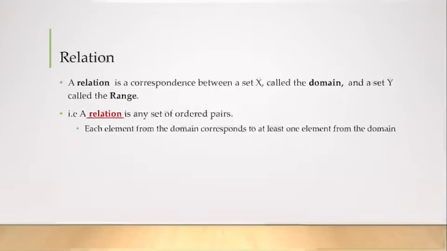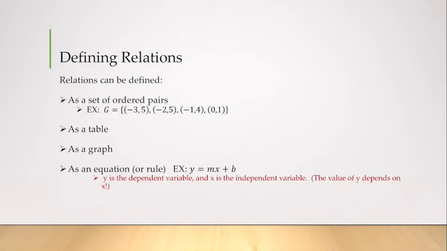So friendly reminder that a relation is a correspondence between a set X, which is the domain, and our set Y, which is called the range. Now in this course, we're also going to call the range the target. So for example, a relation is any set of ordered pairs. We can define relations just as a set of ordered pairs, and we could graph these on a coordinate plane.